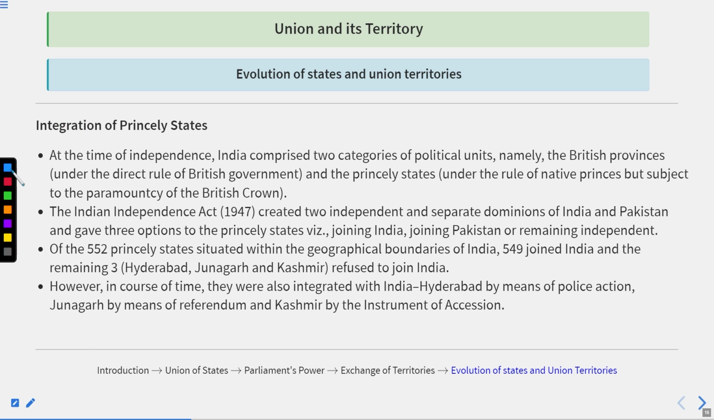Thereafter, another thing we have is the integration of princely states. At the time of independence, India comprised two categories of political units, which we namely call the British provinces, under the direct rule of the British government, and the princely states, under the rule of native princes but subject to the paramountcy of the British crown.